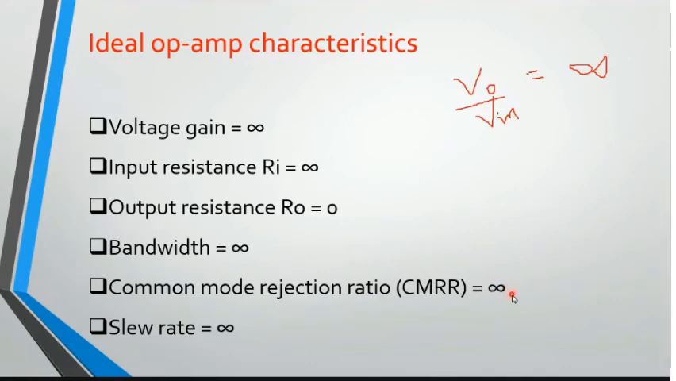It should not amplify even a small percentage of the common signal. This is called the common mode rejection ratio. And then you have slew rate, that should be infinity. Now what is the slew rate? This is the ratio of the change in the output signal to the actual input signal. So this slew rate should be infinity. These are the ideal op amp characteristics.